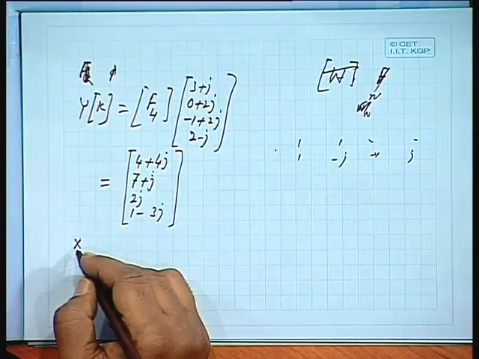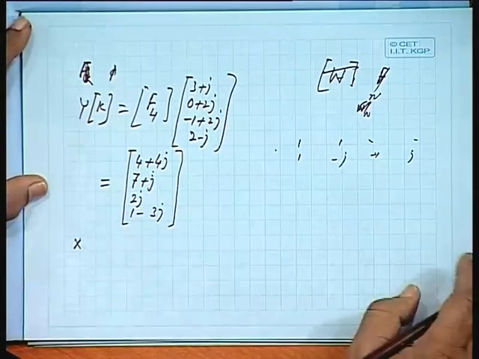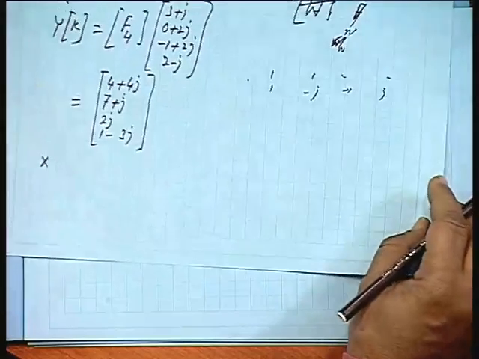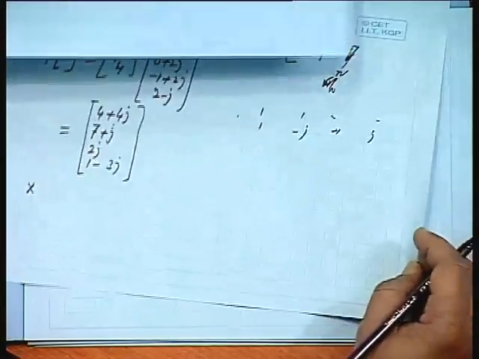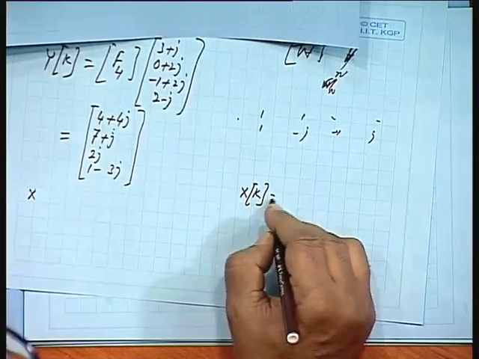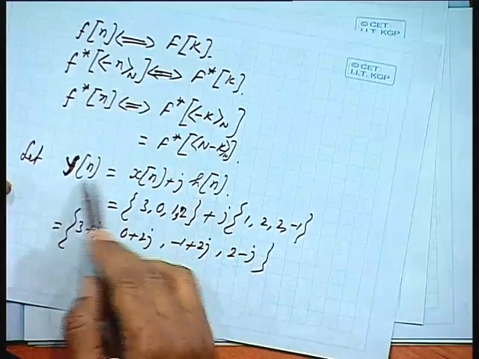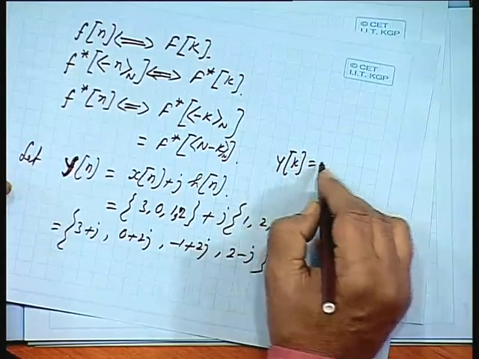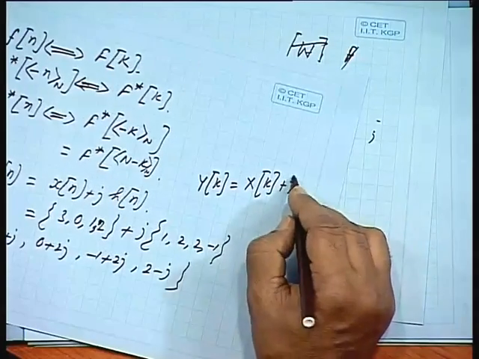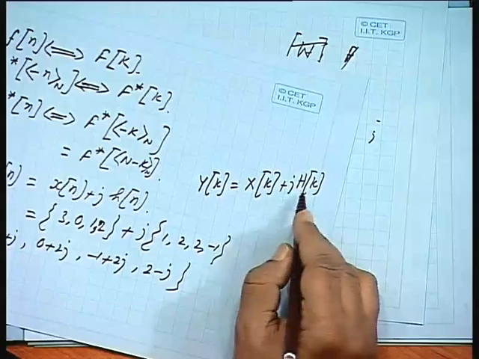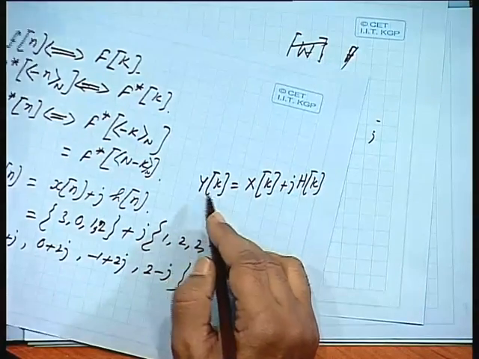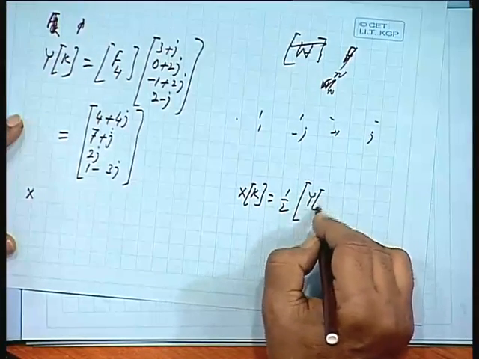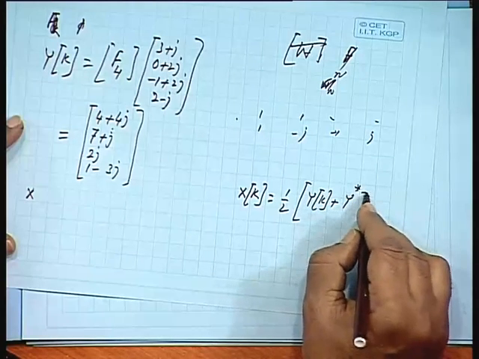Okay. So, what will be x 0, what is x k? If you are given a complex sequence, then if I take the Fourier transform, y k is x k plus j times h k. How do you calculate x k and h k from y k? In the normal sequence, you take real part and imaginary part. In the transform domain, x k will be half of y k plus y star minus k.